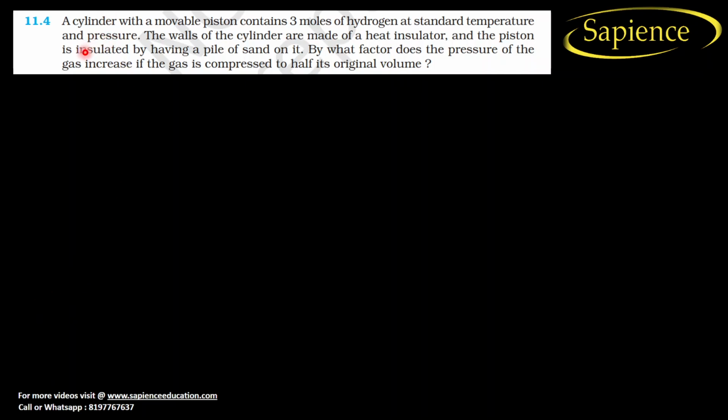Now let us consider 11.4. A cylinder with a movable piston contains 3 moles of hydrogen at standard temperature and pressure. The walls of the cylinder are made of a heat insulator and the piston is insulated by having piles of sand on it. By what factor does the pressure of the gas increase if the gas is compressed to half of its volume?